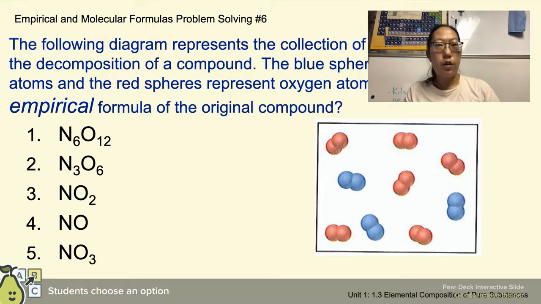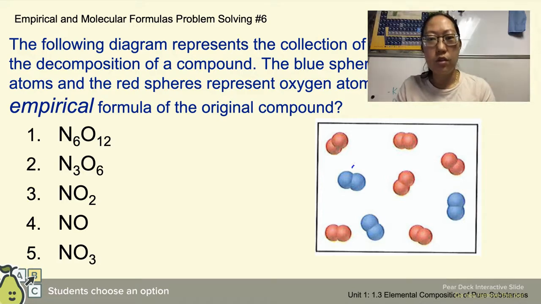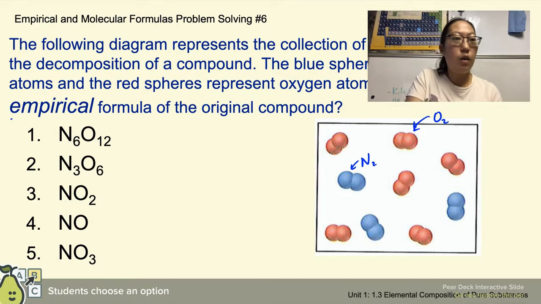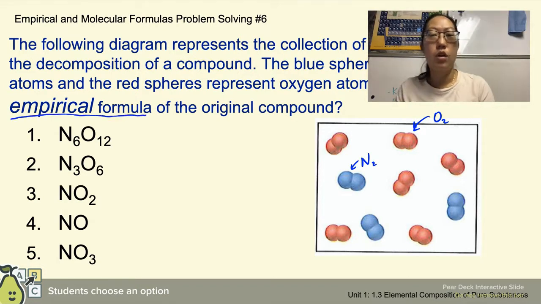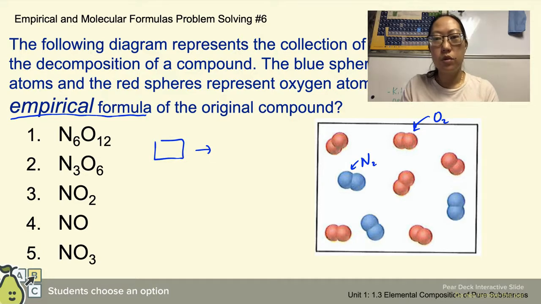Okay, so here we have a diagram representing some elements from a decomposition of a compound. It says that blue is nitrogen. Okay, so this thing is N2, and this is oxygen. And they want the empirical formula of the original compound. So again, here I would write out the products, okay? So decomposition means that we had something and it decomposed into 1, 2, 3 nitrogens, and 1, 2, 3, 4, 5, 6 oxygens.